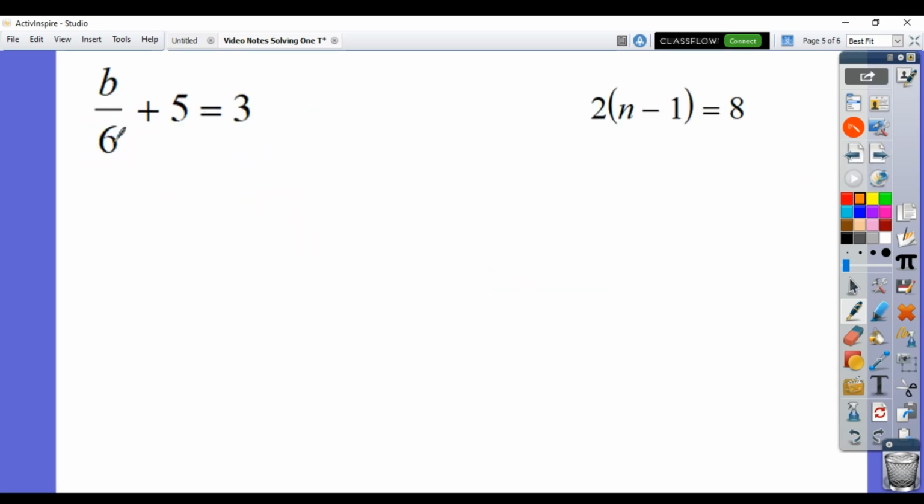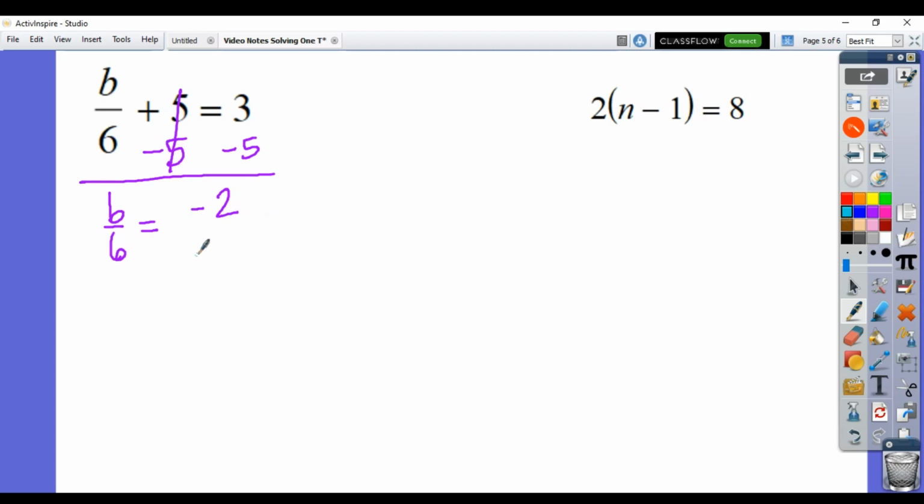Here, b over 6 plus 5 is equal to 3. Again, my variable is right here, and the 6 is together with that one for now. I need to get rid of this 5. How do I get rid of that? By subtracting 5 on both sides. This will cross out. I'll drop down b over 6 is equal to negative 2.